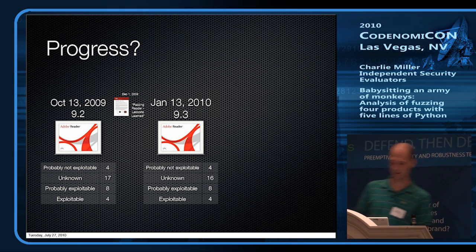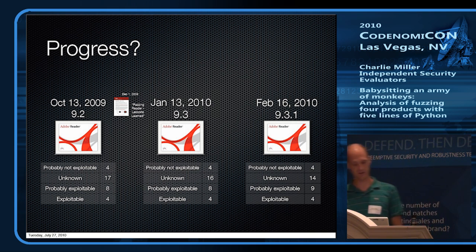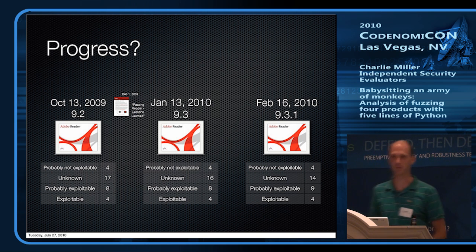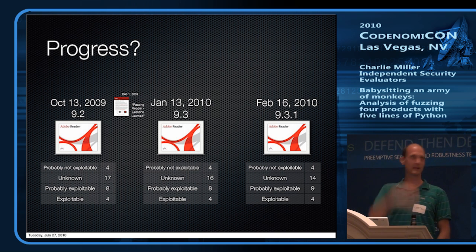Then in February, they came out with another patch, and in this one they found 1 more unknown, but one of the unknowns somehow got promoted up into a probable exploit. So something happened with that one particular bug. Anyway, they have found some more bugs since then. I have actually been keeping track in a different deck, but this is an older deck. Anyway, they're not making much progress. It's going to take a while to find all these bugs.